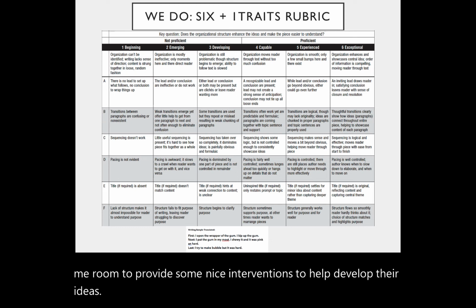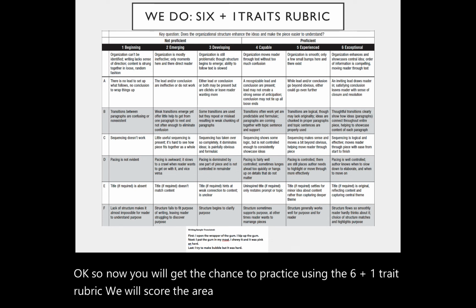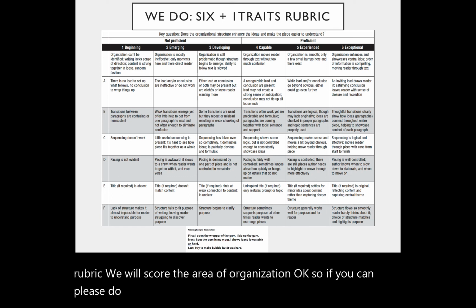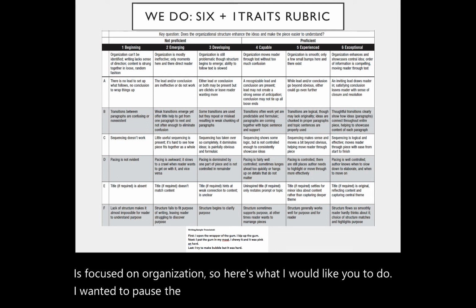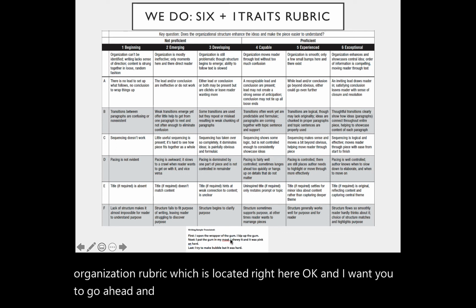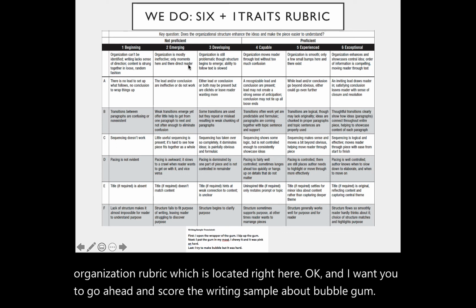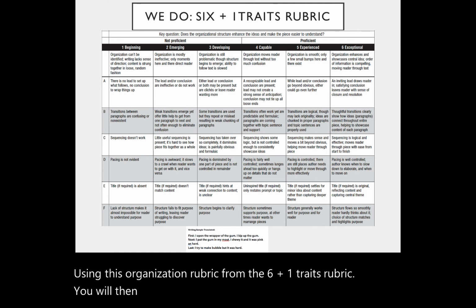Okay, so now you will get the chance to practice using the 6+1 trait rubric. We will score the area of organization. If you can please do me a favor and go to the page that is focused on organization. So here's what I would like you to do. I want you to pause the recording and look at the organization rubric, which is located right here. And I want you to go ahead and score the writing sample about bubble gum using this organization rubric from the 6+1 traits rubric. You will then unpause the recording and we'll see if our scores match.